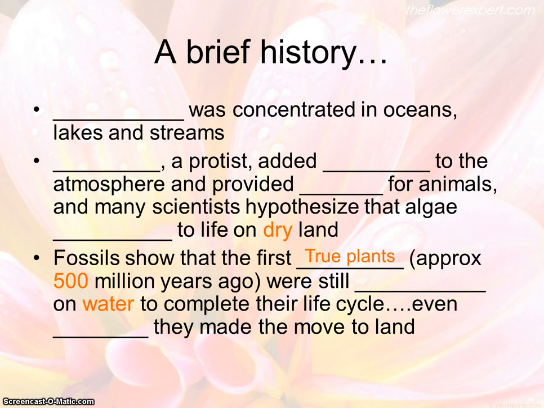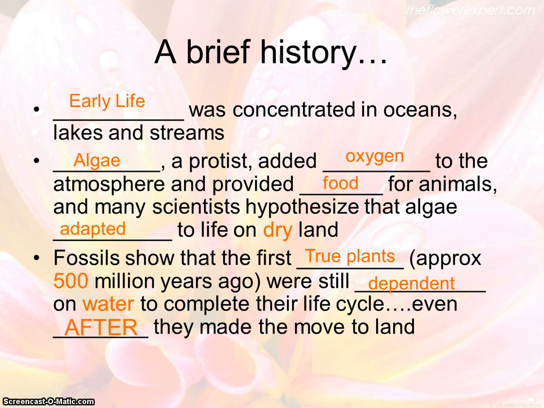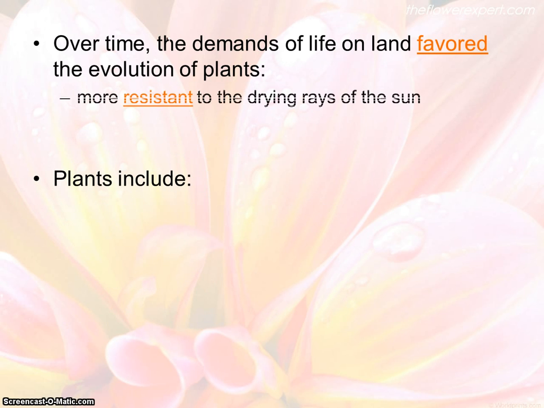All right, so let's get just a brief rundown about the history of plants. We know that early life started out in aquatic environments. Algae, which we've talked about, our protists, were the first ones to photosynthesize and produce oxygen. We do know that our true plants, through fossil identification, were dependent on water for life cycle processes for reproduction.